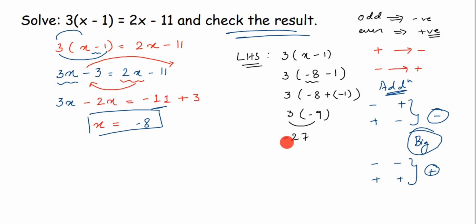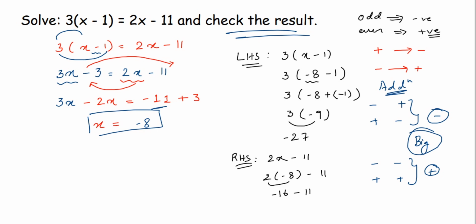Now let's take the RHS part. In RHS I have 2x minus 11. Substitute the x value, it is 2 times minus 8 minus 11. So multiply, 2 times 8 is 16. Here there is only one negative sign, so I'll get minus 16 minus 11.